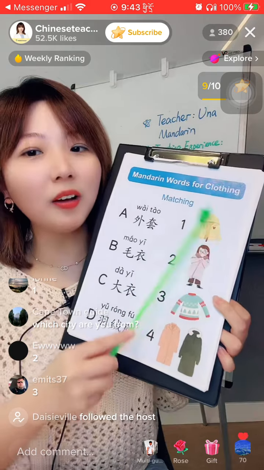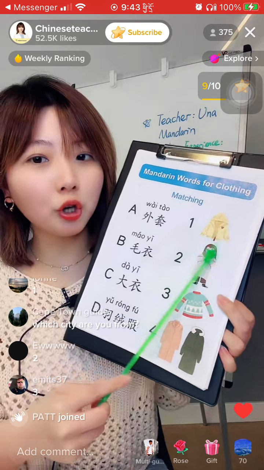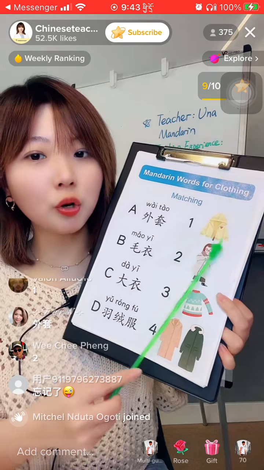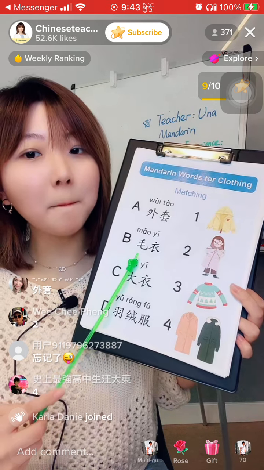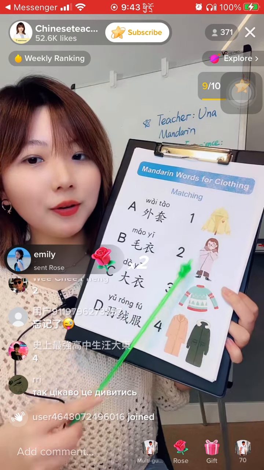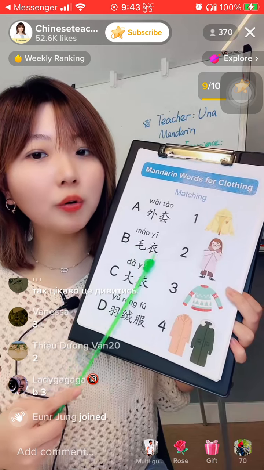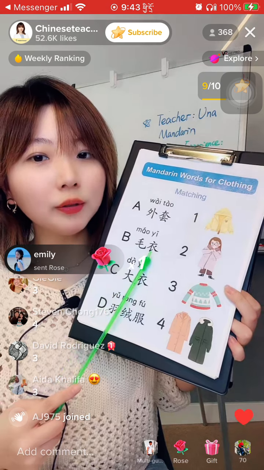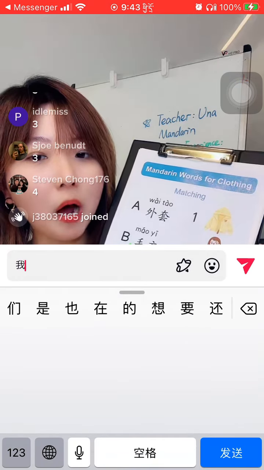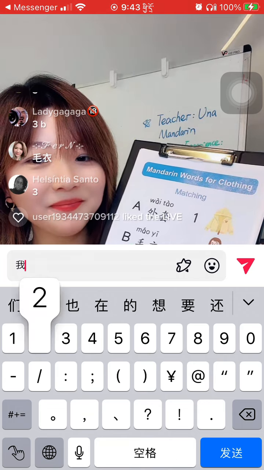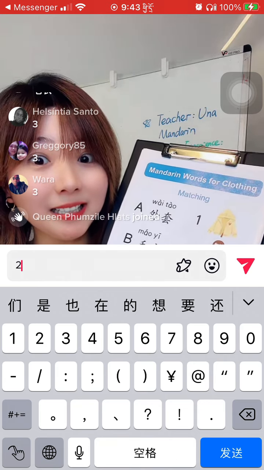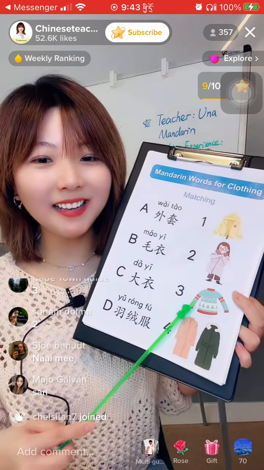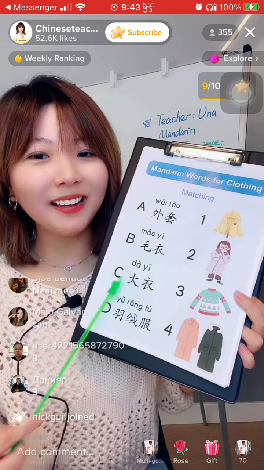外套. So any short coat is called 外套, but not for a long coat. Now, if I say B, 毛衣. 1, 2, 3, 4. Which one is 毛衣? This one is a bit hard. Okay, so the answer is number three. 毛衣. 非常好, 毛衣.